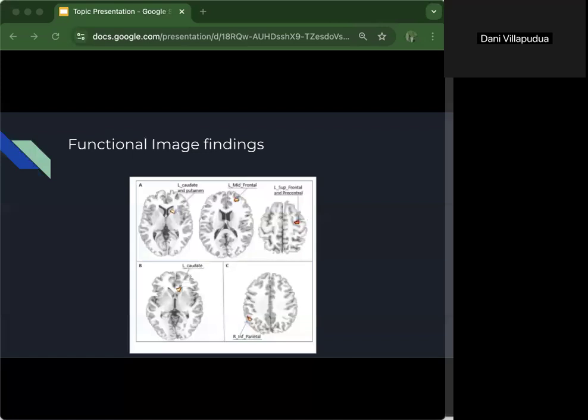So the functional imaging findings show that brain scans revealed a positive link between symptom improvement and increased activity in the left caudate and right inferior parietal cortex, which are both areas involved in reward processing and attention. So this strongly suggests that LDX treatment enhances activity in these regions, potentially contributing to symptom relief.